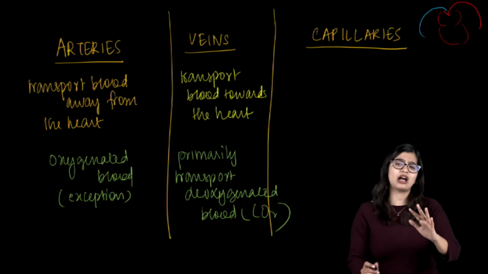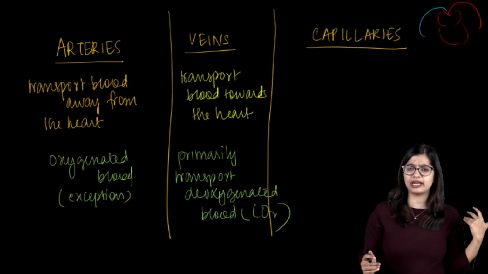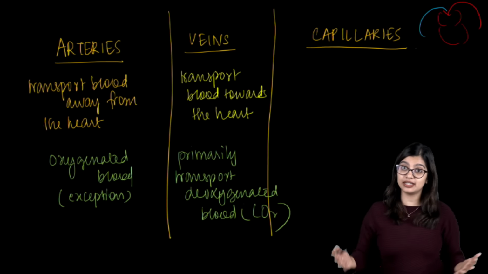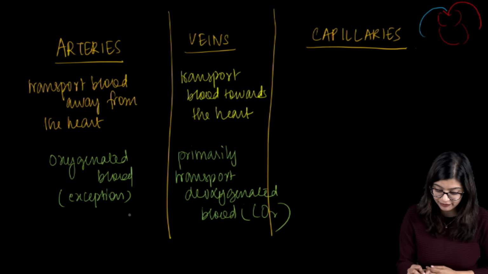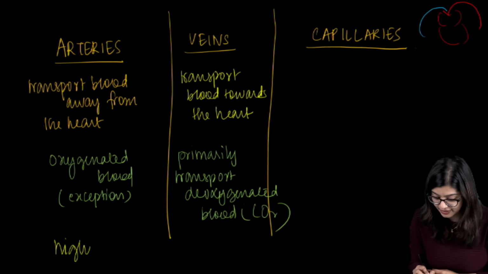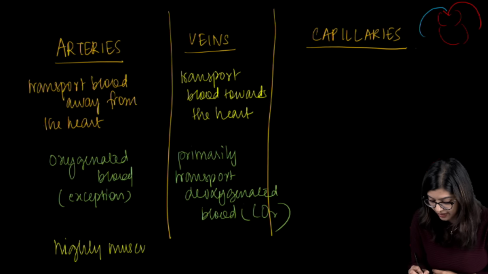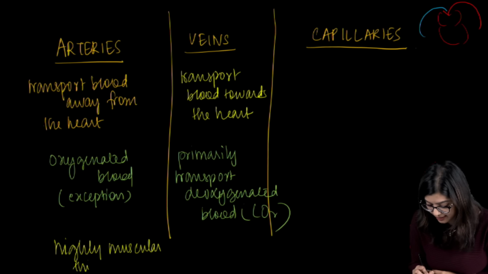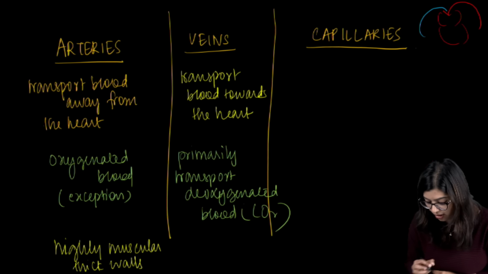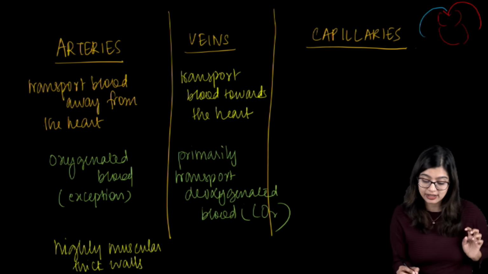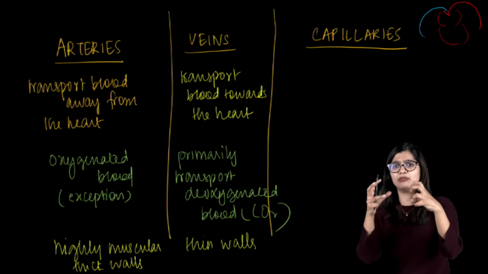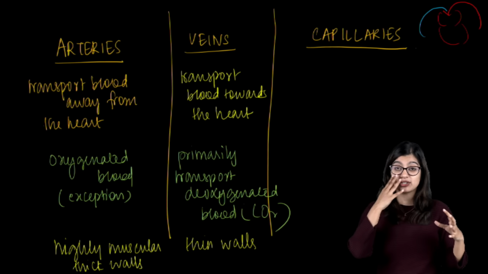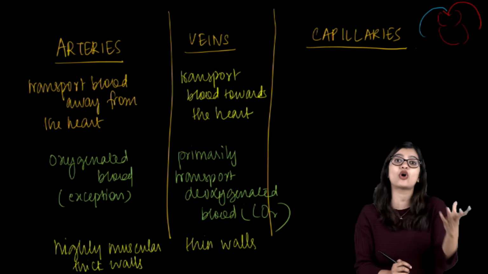So these are the, I would say, simple broad differences between arteries and veins. There are further differences as well. Because they are transporting blood away from the heart, we see that the arteries are highly muscular and they have thick walls, right? While veins have thin walls because they are not getting pumped. Blood through the veins is not getting pumped because they are taking it towards the heart from different organs.